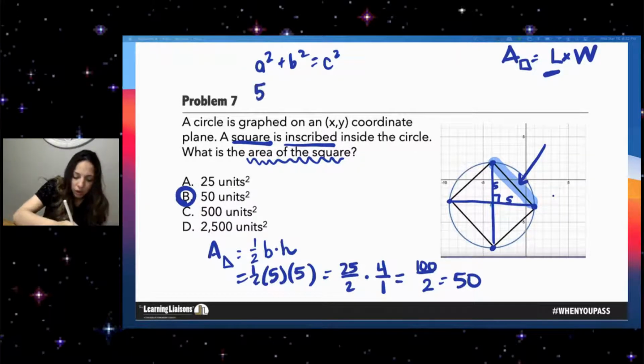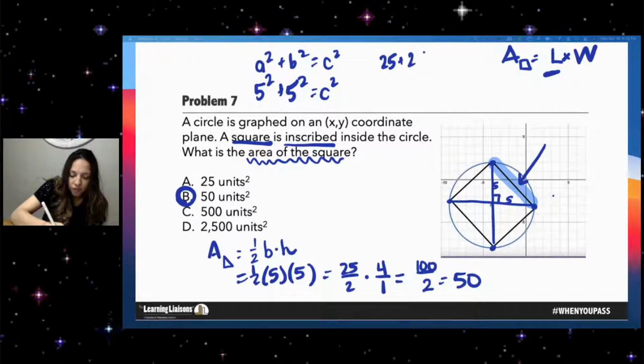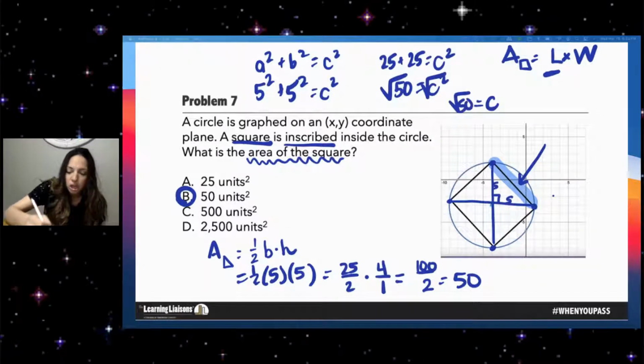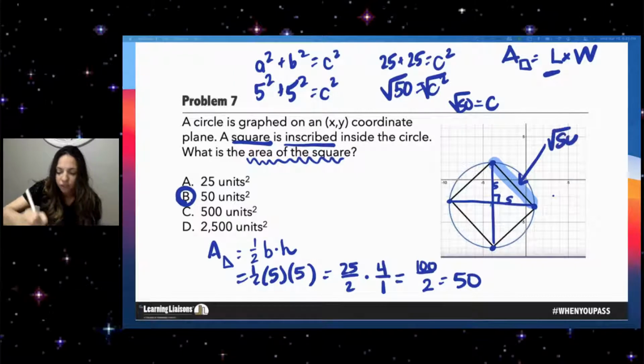So a squared plus b squared equals c squared. 25 plus 25 equals c squared. 50 equals c squared. Take the square root, and I'm just going to leave it as the square root of 50. So the side is the square root of 50. Now I can do the area of a square.